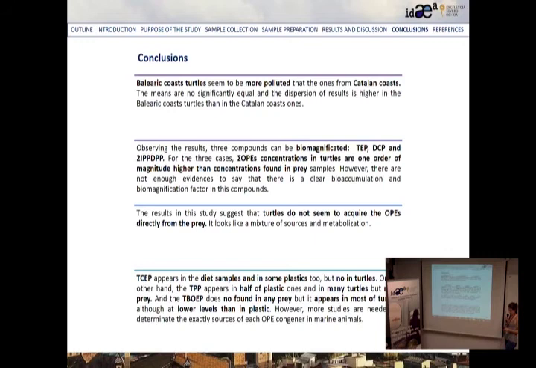The results in this study suggest that the turtles do not seem to acquire the OPs directly from the prey. It looks like a mixture of sources and also metabolization. And finally, we can see that TCEP appears in diet and in some plastics, but not in turtles. TPP appears in half of the plastics and in a lot of turtles, but not in prey. TBOEP is not found in prey, but appears in most turtles and in low levels in plastics. But in this case, more studies are needed to determine the exact sources of each OP congener in marine animals.